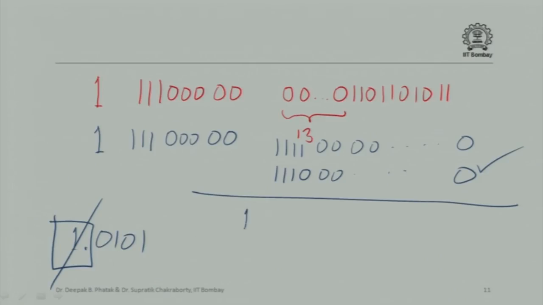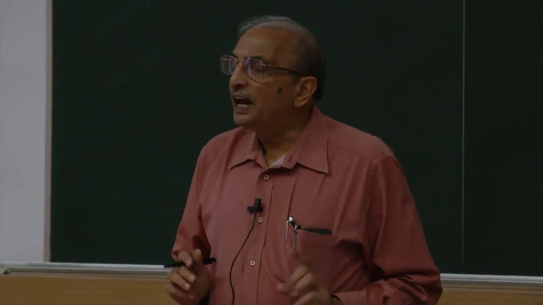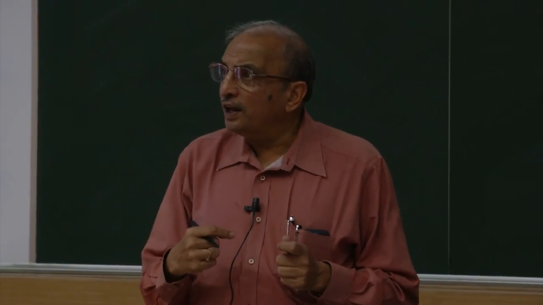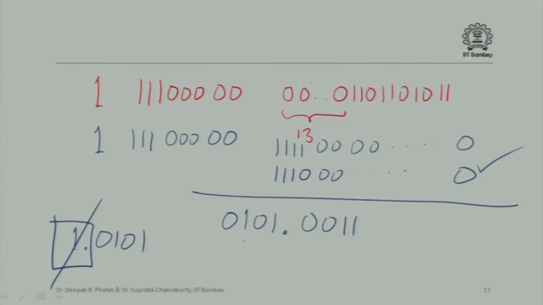Now in the normal thing, you might get, for example, a binary number as, let us say, 0101 binary point 0011. Let's say something like this. This is your binary point. Now before internal representation, you have to normalize this. That means you have to shift the binary point till you have only 1 before the binary point. So this number will be 1 binary point 0101 multiplied by 2 to the power what?